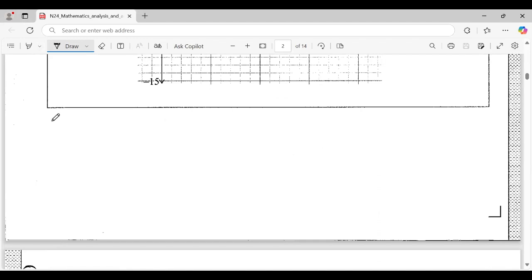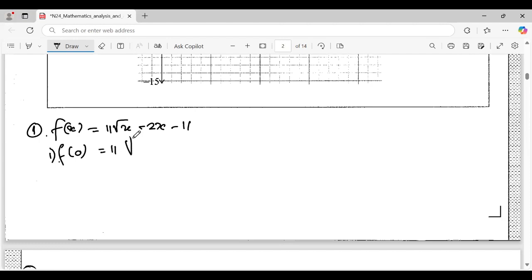The function is f(x) = 11√x − 2x − 11. If f(0), it means 11√0 − 2 times 0 − 11, and the result is −11. How about f(20)?